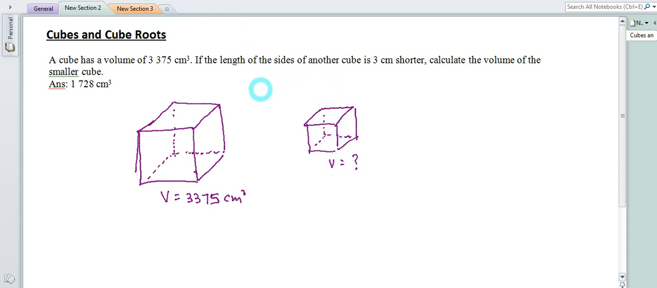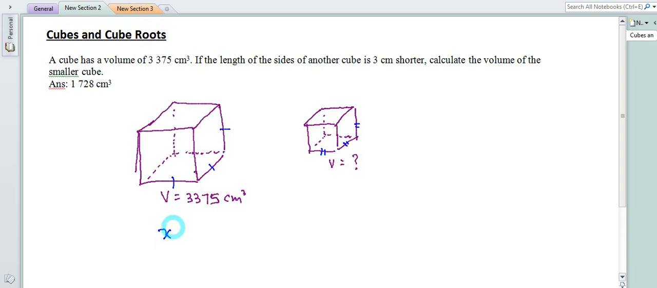So we know that this is a cube. The length, width, and height must be the same, right? Here also the same. And we know that the side length of this cube is actually 3 centimeters shorter than this one. So the first thing is to find the length, width, and height of this cube. How to get this number? There must be a number multiplied 3 times, you will get 3375, right?